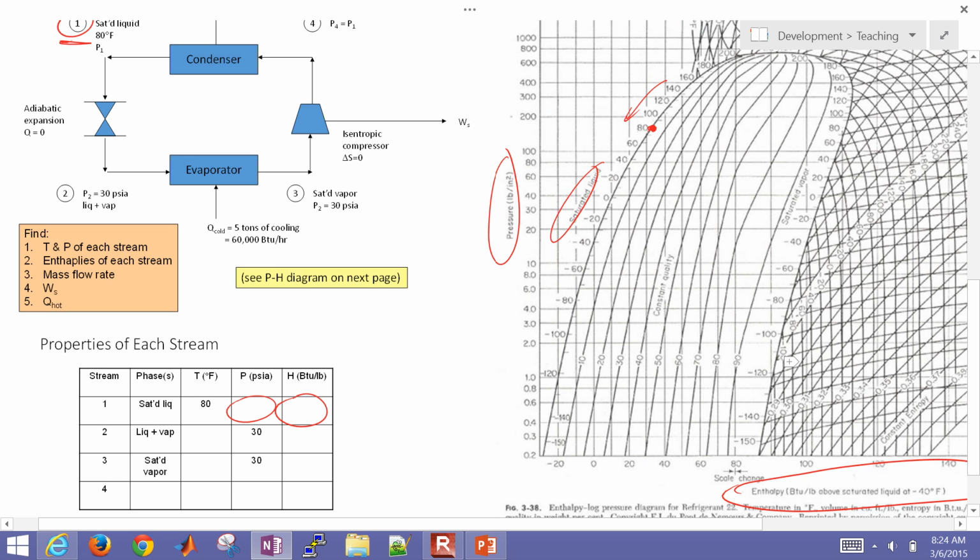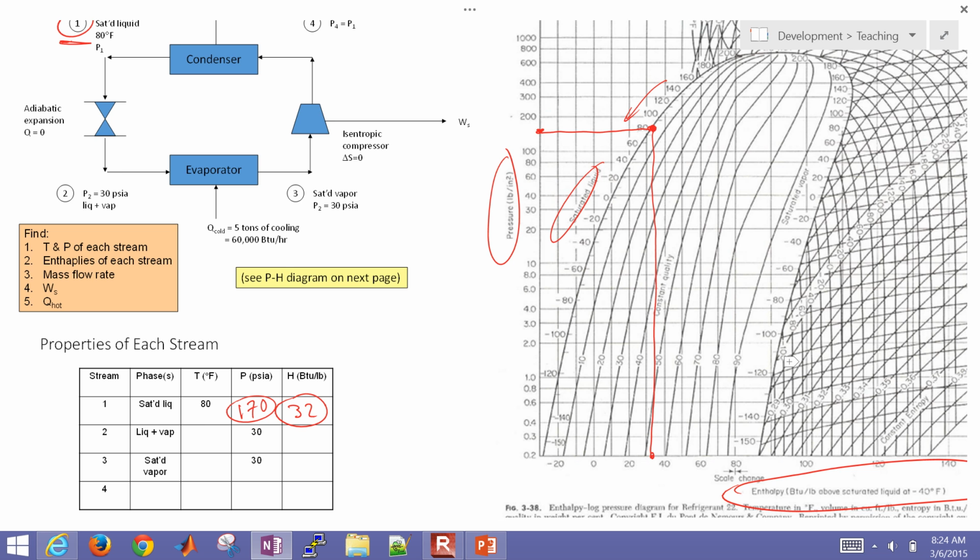So 80 degrees saturated, I'm just going to come over here, and that is going to be about 170 psia. Okay, so pretty high pressure. And then if I come down here, okay, that means there's my enthalpy, and that is about 32 BTUs per pound mass. Okay, so that's a specific enthalpy.